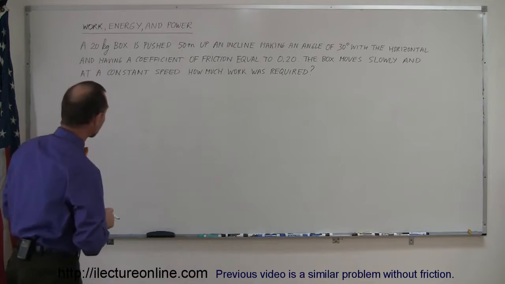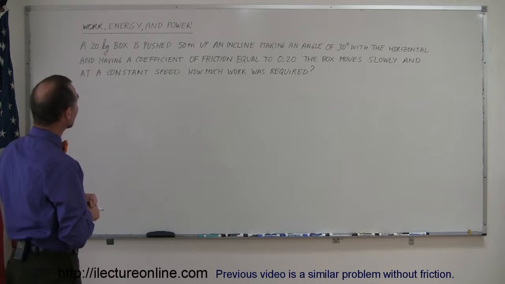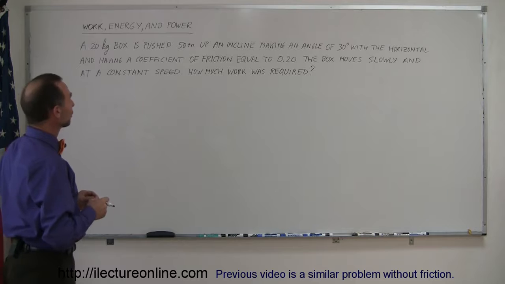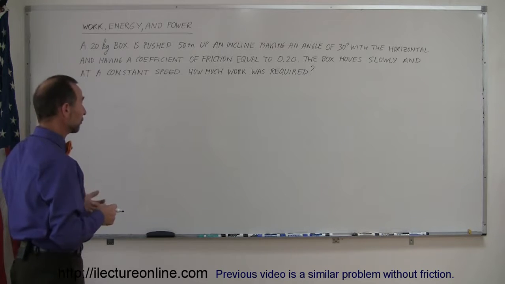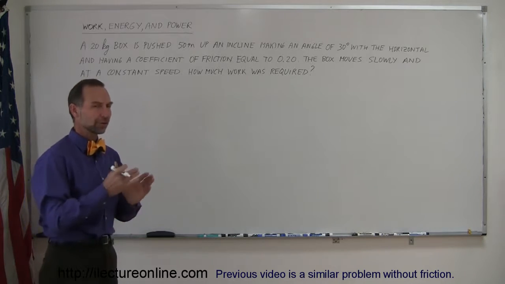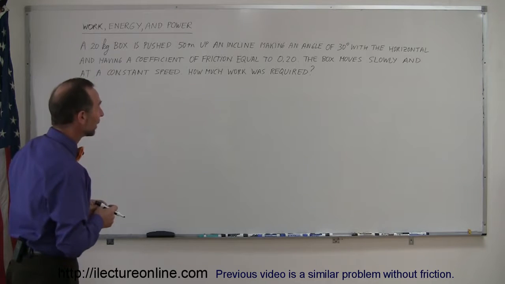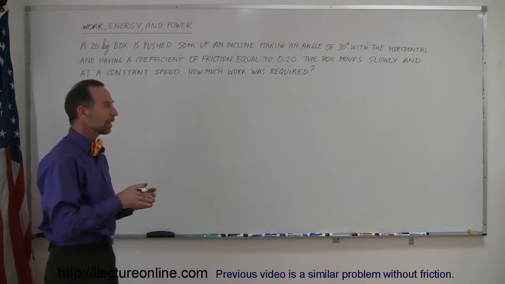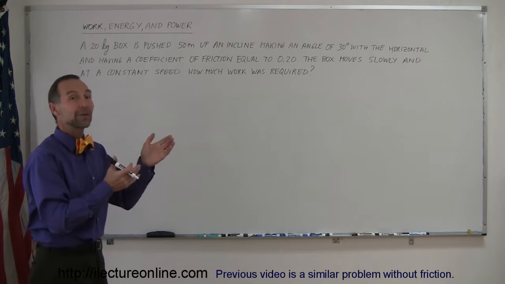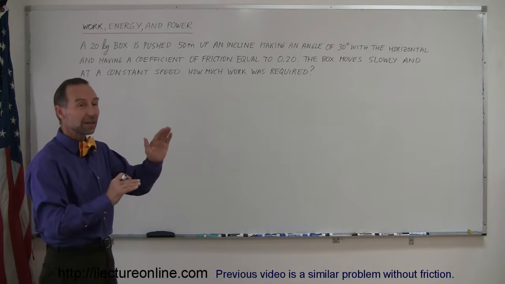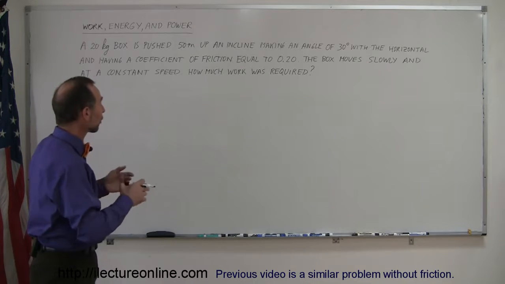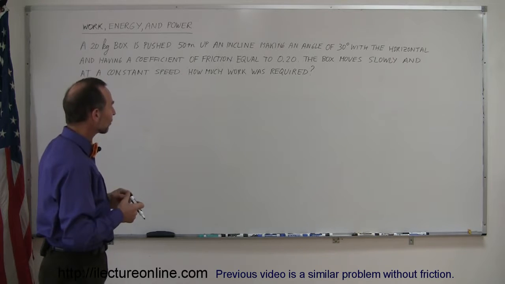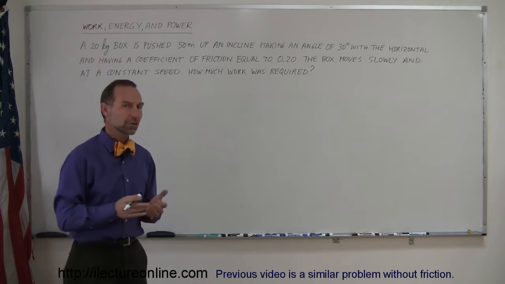So take a look. The problem says a 20-kilogram box is pushed 50 meters up an incline, making an angle of 30 degrees with the horizontal, and having a coefficient of friction equal to 0.20. So now there's friction between the box and the incline. The box moves slowly and at a constant speed. We put that in there so you realize that no energy was used to accelerate the box. Once you've got it going, it's moving at a constant speed, so no energy or work is required to make it go faster. And then it asks, how much work was required to do that?